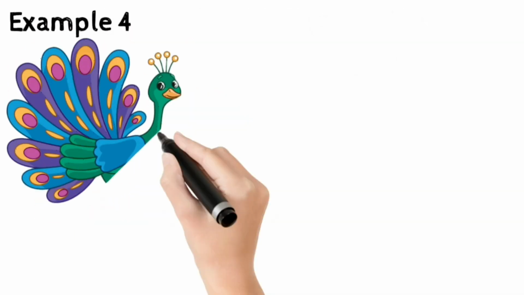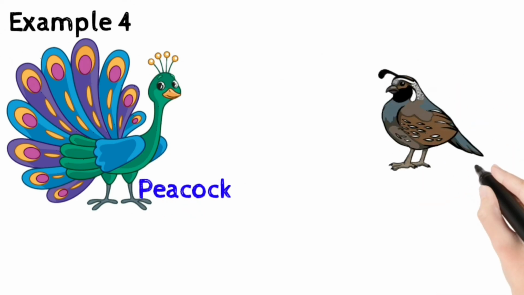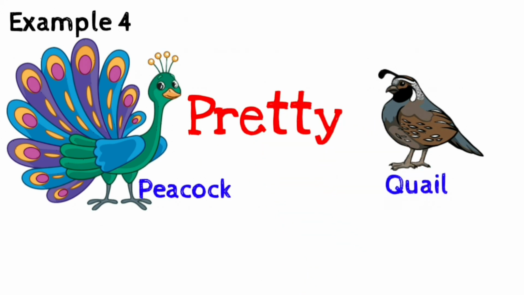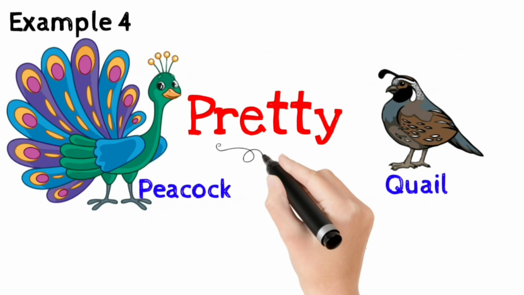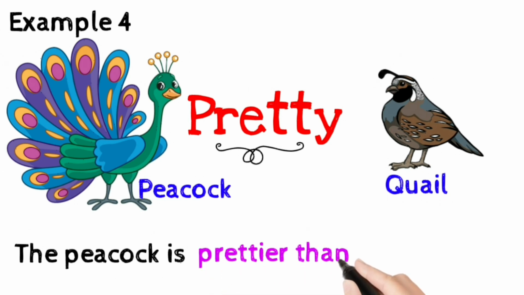Example 4. We have a peacock and we also have a quail. Now let's compare these two animals with the adjective pretty. For this adjective, you have to use the special rule number 2. You have to replace the letter Y with I. So can you guess the answer? That's right, prettier than. The peacock is prettier than the quail.